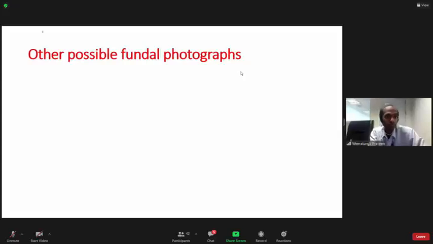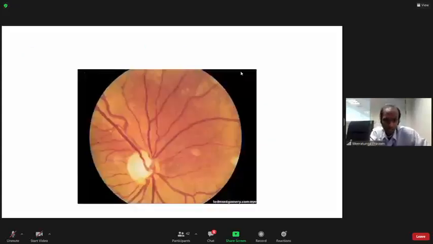And obviously you need to do a scan of the head. There's nothing else that you need to do. Scan of the head, MRI preferably, if you find this sort of fundus. You can get other fundal photographs. This is something that you can get.